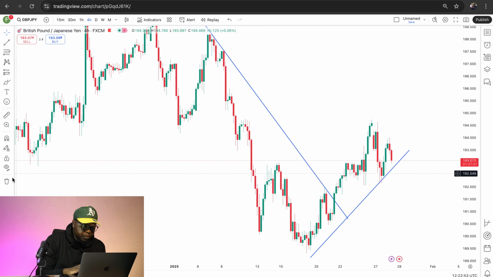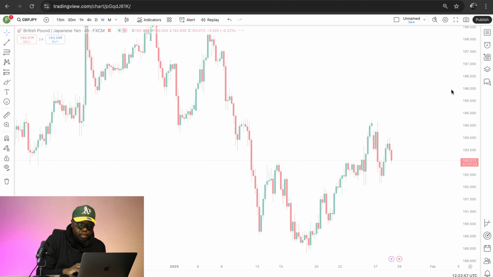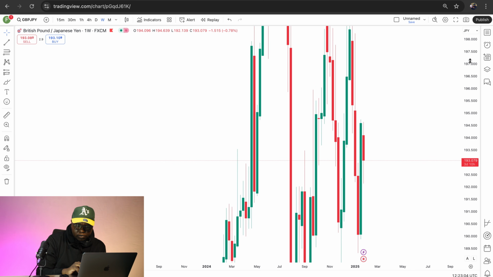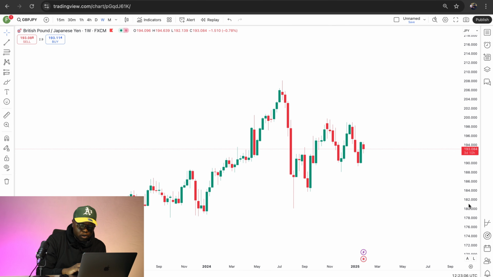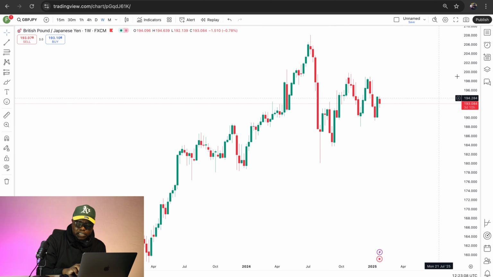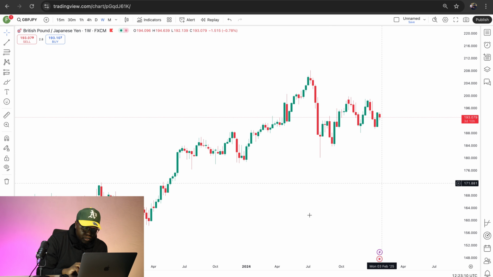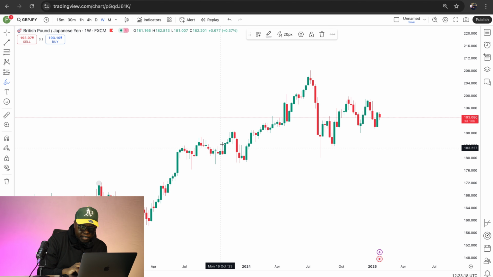So looking at GBP JPY on the higher time frame, when I move to the weekly time frame, we get to have GBP JPY on the higher time frame. What we are looking for on the higher time frame is to identify market structure. When we identify market structure, we can see that the market made its high around this point, and the market created its low at around this particular point here as well.